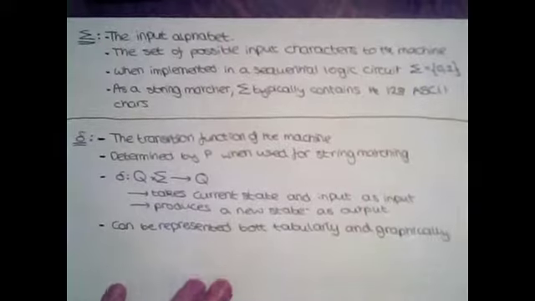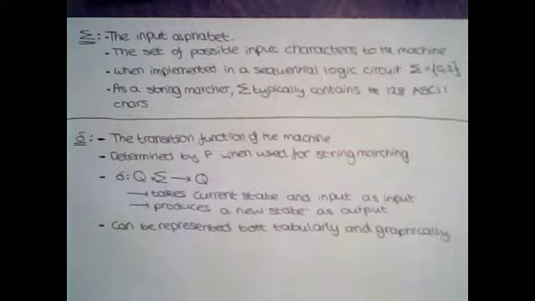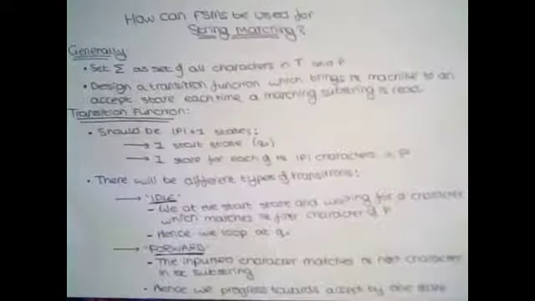Sigma is the input alphabet, and is the set of possible input characters to the machine. As a string matcher, sigma typically contains the 128 ASCII characters. Delta is the transition function of the machine and is determined by P when used for string matching. Delta takes the current state and input as input and produces a new state as output. The transition function can be represented both tabularly and graphically. Generally, we want to set sigma as the set of all characters in T and P, and design a transition function which brings the machine to an accept state each time a matching substring is read.